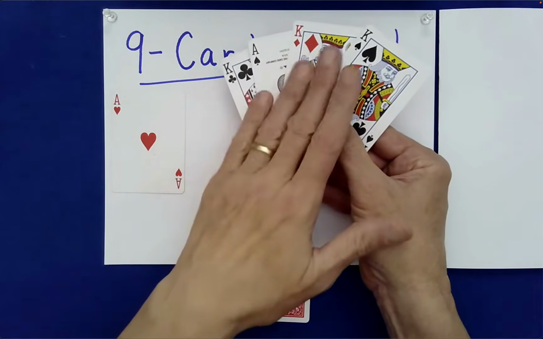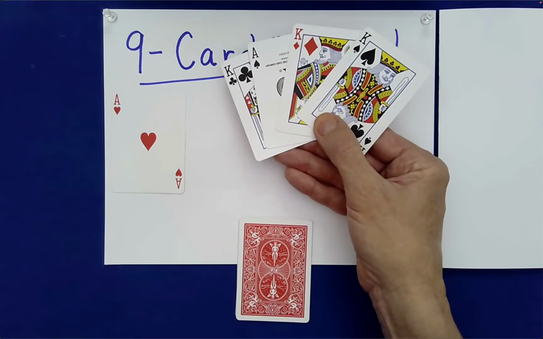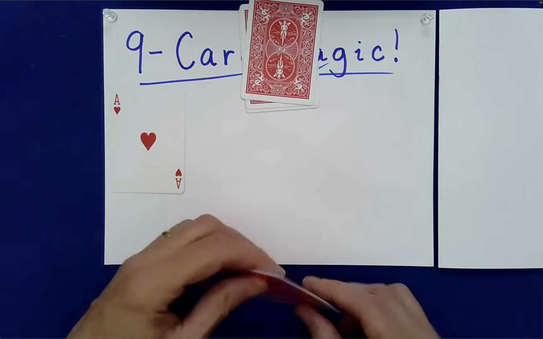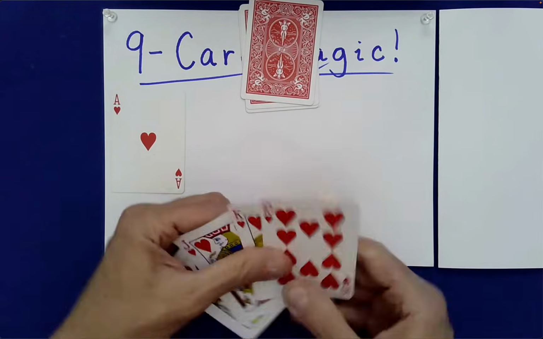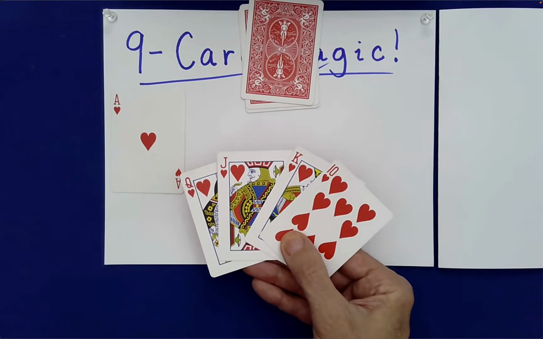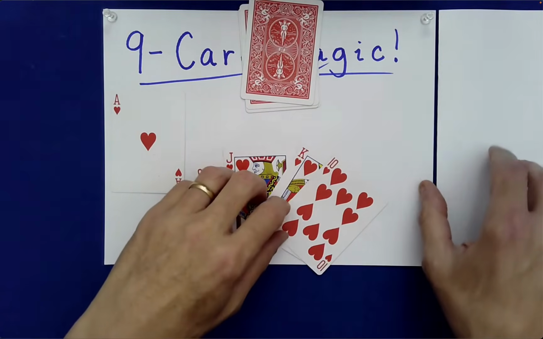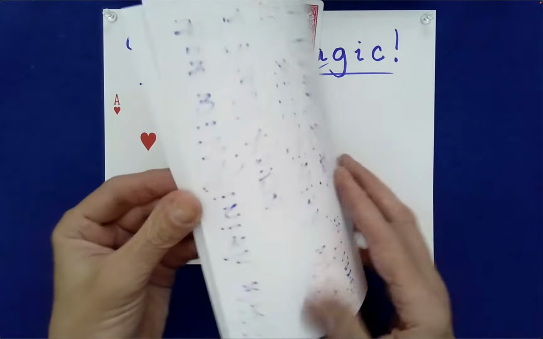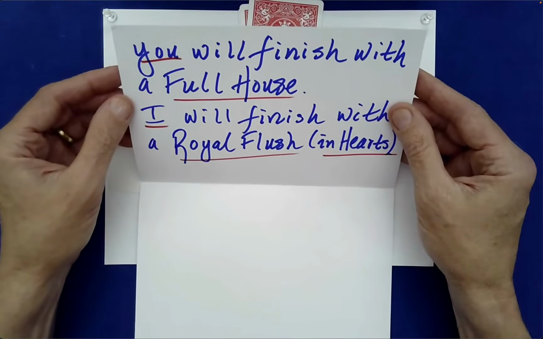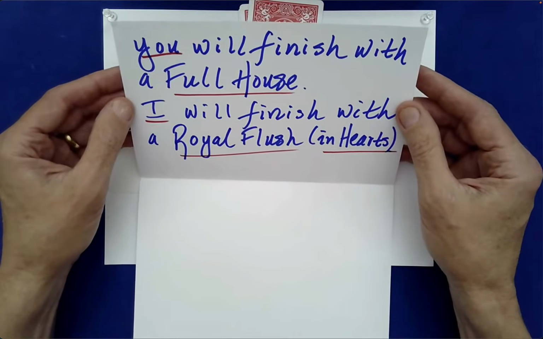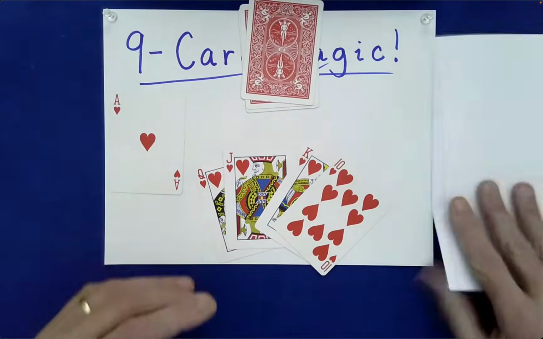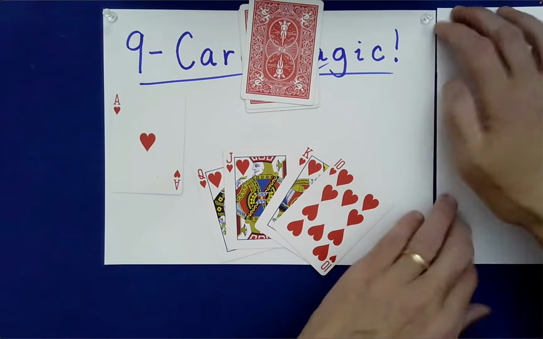Well, once again, you're not seeing this. The spectator's seeing this. So they're thinking, man, I got a full house, okay? But if you remember what I had, do you remember what I had? I have a royal flush in hearts, guaranteed. Okay, and in fact, let me just point out that I've had this piece of paper off to the side the whole time, and so I even have here a prediction. You will finish with a full house, which you did, and I will finish with a royal flush in hearts, which I did. Okay, so I hope you enjoyed that little mathematical card effect there.